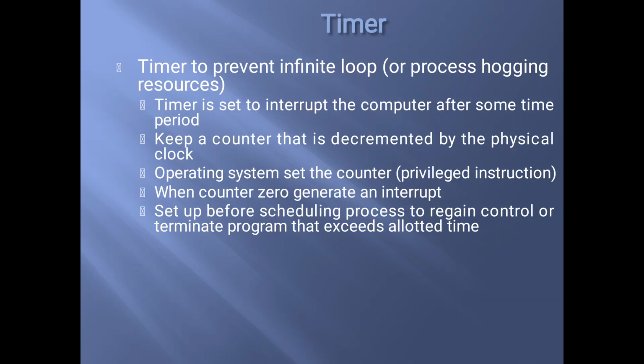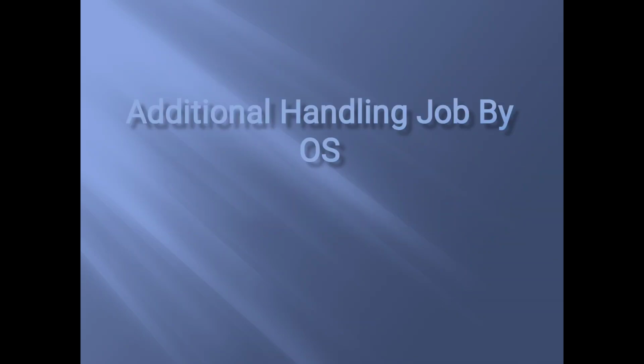The next one is the timer. The timer is used to prevent infinite loops. The timer is set to interrupt the computer after some time period. A counter is kept that is decremented by the physical clock. The operating system sets the counter, and when it reaches 0 it generates an interrupt. This is set up before scheduling a process to regain control or terminate a program that exceeds its allotted time.